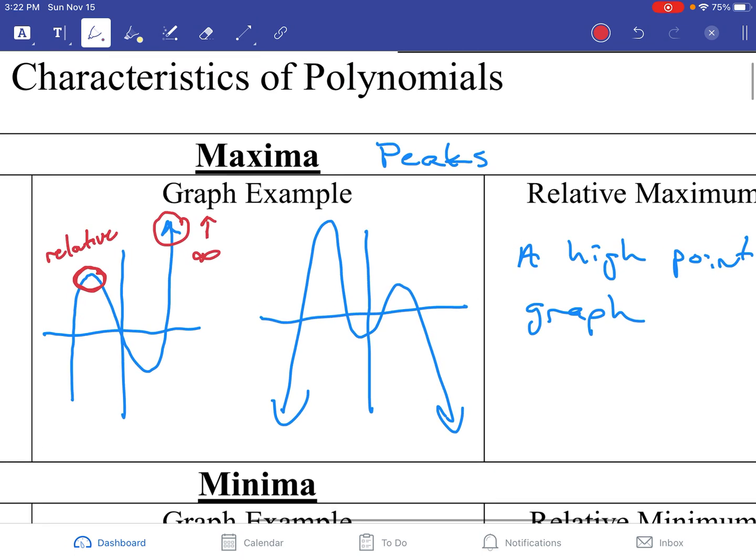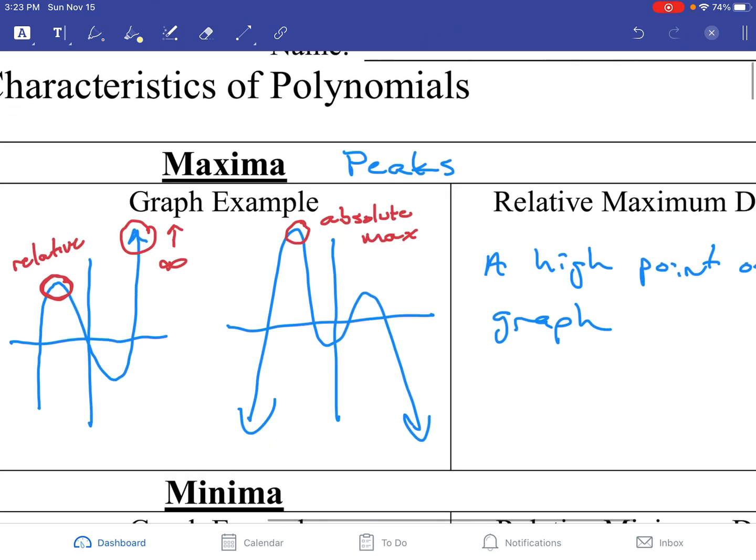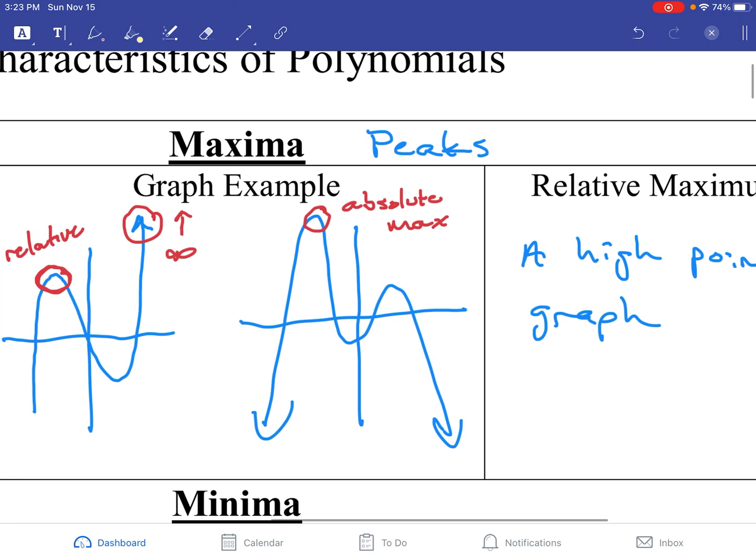And the next graph, this is the very highest point the graph is ever going to go, because if you look at the two arrows, they're both going down. So this would be an absolute maximum. All right, it is also a relative maximum. Okay, so this is an absolute maximum. There we go.